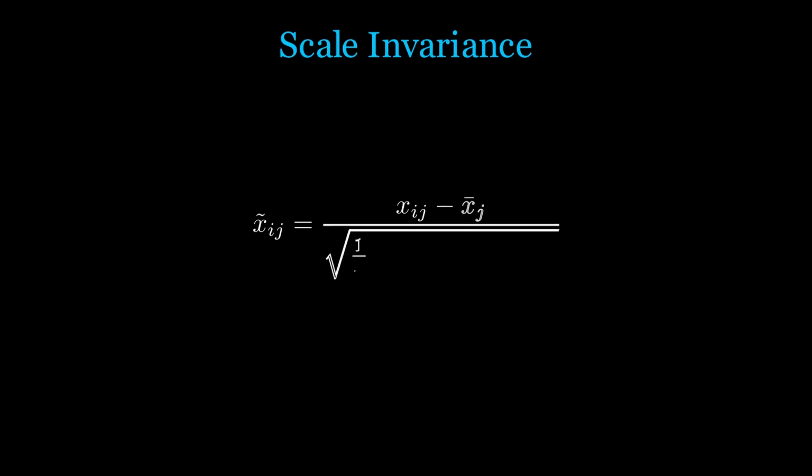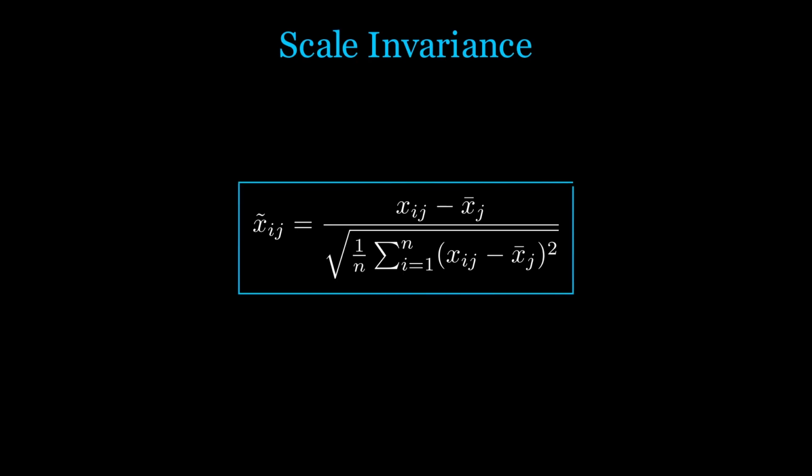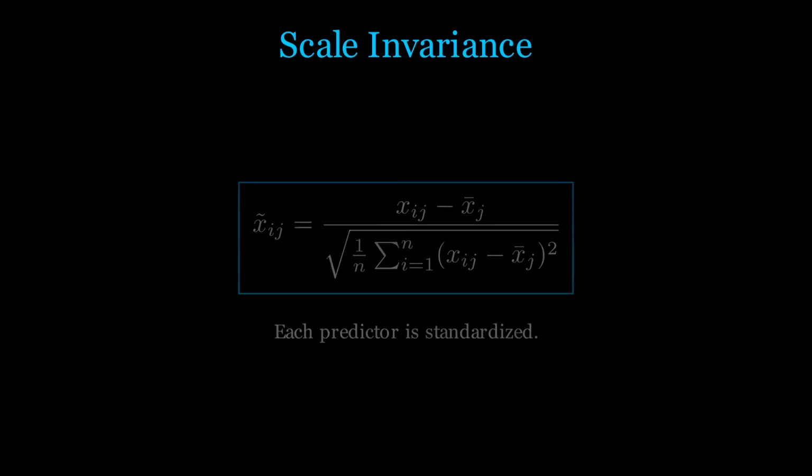To address this, we standardize the predictors before applying ridge regression. Each predictor, xj, is transformed by subtracting its mean and dividing by its standard deviation. This ensures all predictors are on the same scale, so the regularization is applied uniformly.